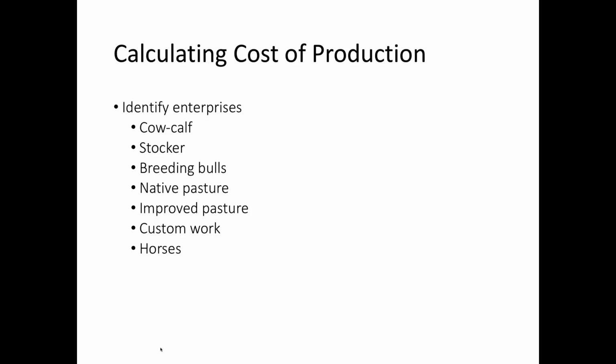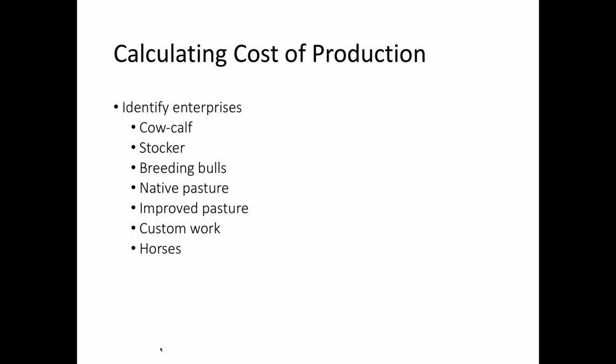So I recommend that you keep very, very specific enterprise budgets for all of your work. If you're in cattle production, I suggest having a separate enterprise for cow-calf, a separate for stockers, a separate for breeding bulls. Separate your native and improved pastures, your custom work, any horses that you might use.